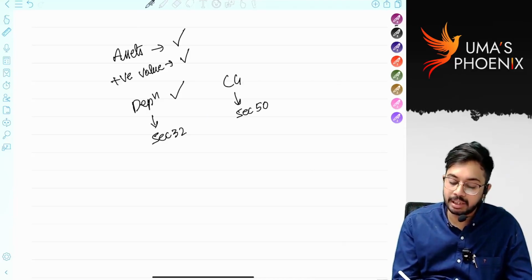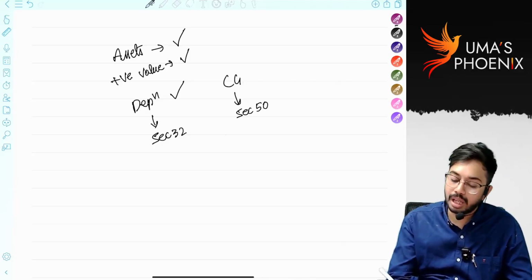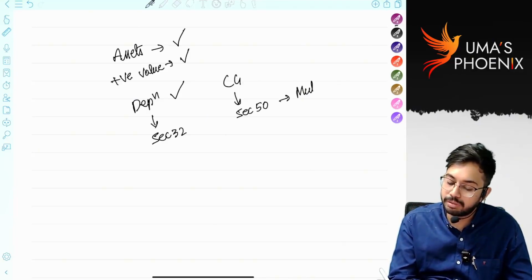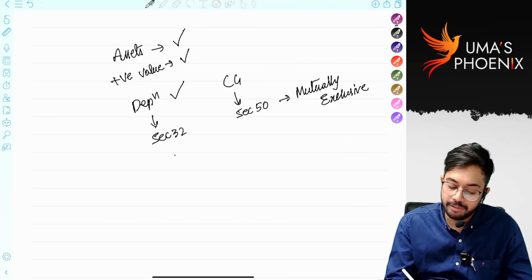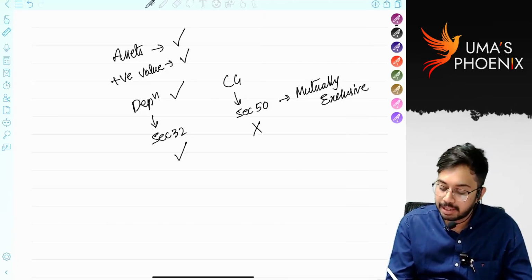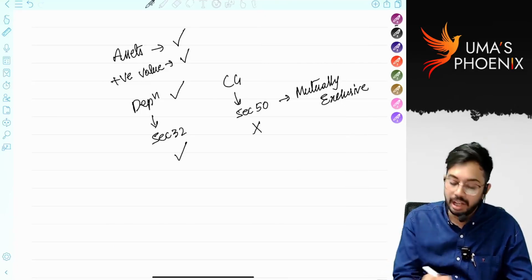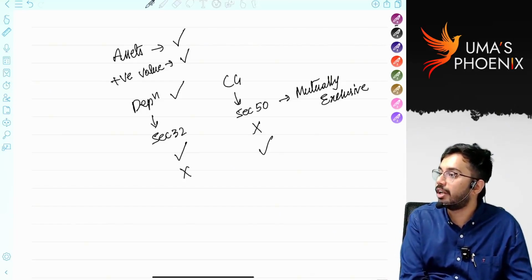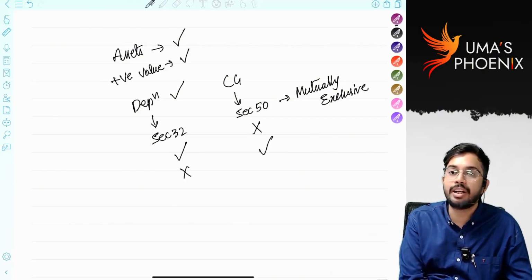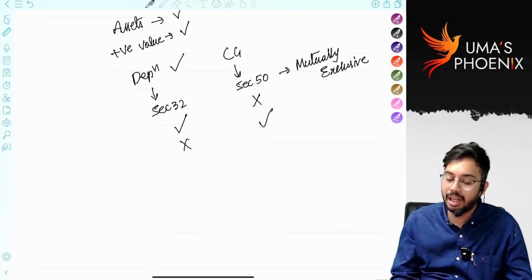Now, section 32 and section 50 both are mutually exclusive. What do you mean by mutually exclusive? If depreciation is allowed, capital gains are not required to be calculated. If depreciation is not allowed, then capital gains are required to be calculated. Is it clear? Section 32, section 50 both are mutually exclusive.